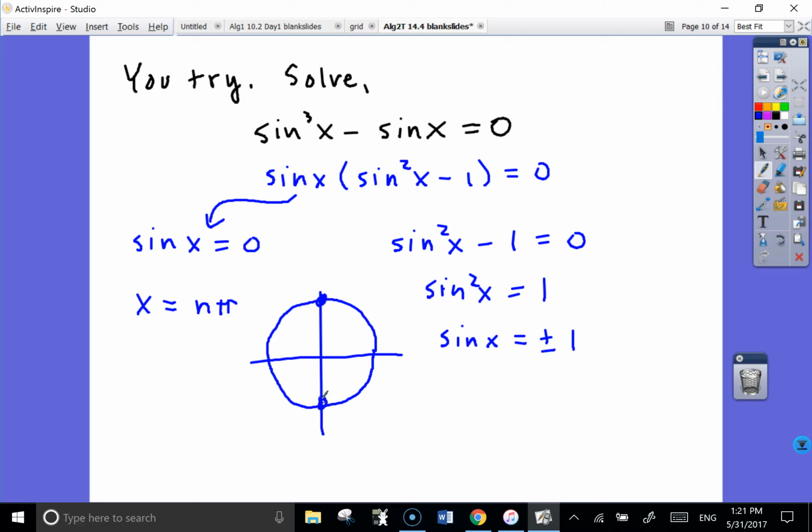Here and here. So how could we say that? Because it's going to keep going on forever, right? It doesn't limit itself. Pi over 2 plus n times pi. Right, that takes you halfway around the circle. Keep going, going, going.